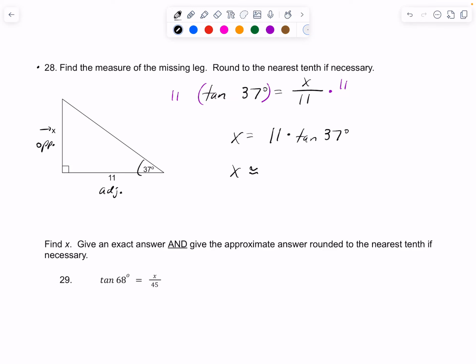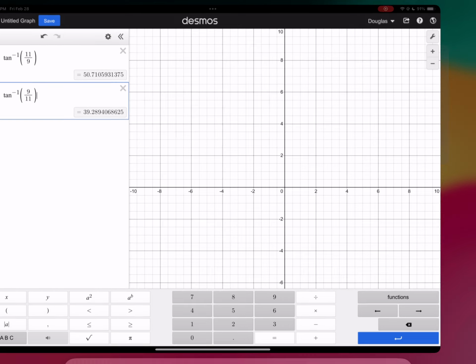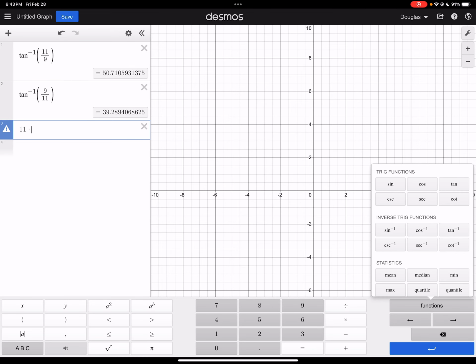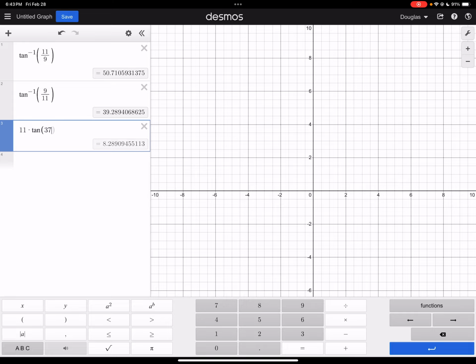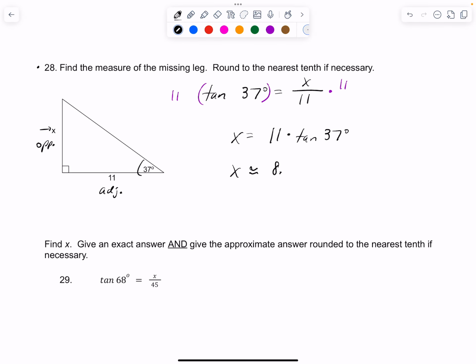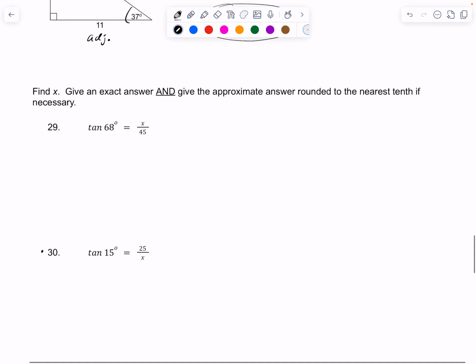All right, I'm going to round to the nearest tenth. So 11 times the tangent of 37 degrees, to the nearest tenth, is going to be approximately 8.3 units. All right, so that is how we use the trig ratio tangent to find that missing side. Okay, so now this next one is very similar.